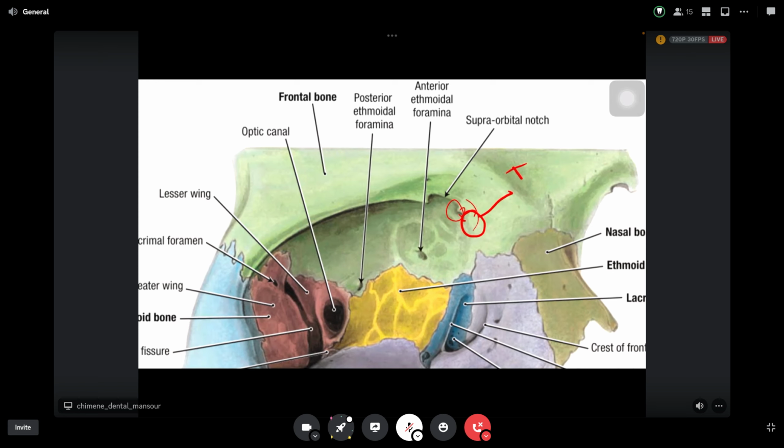What else? You have the lacrimal fossa. So this whole part is the lacrimal fossa.